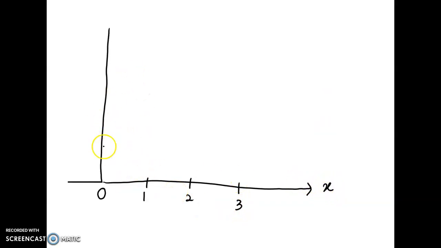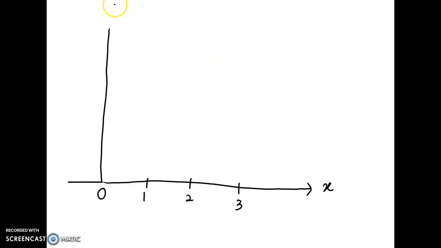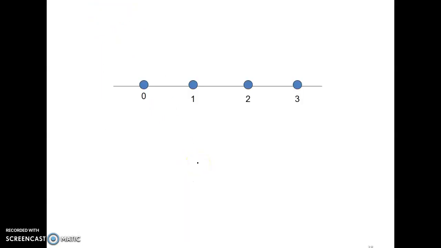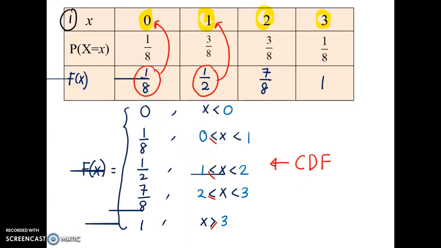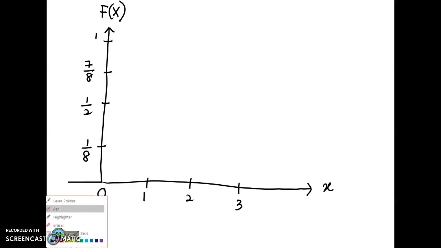For the y-axis, we are going to label it as capital F. So capital F. Now capital F, we have 1 over 8, 1 over 2, 7 over 8, and 1. Okay, now we are going to sketch our graph.